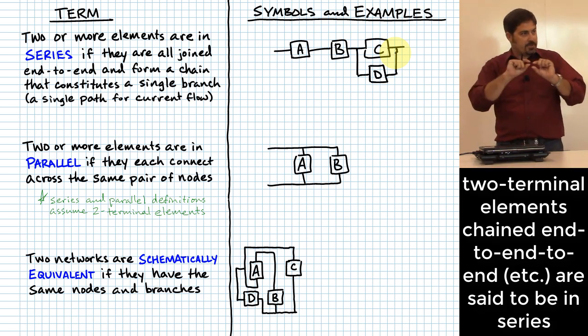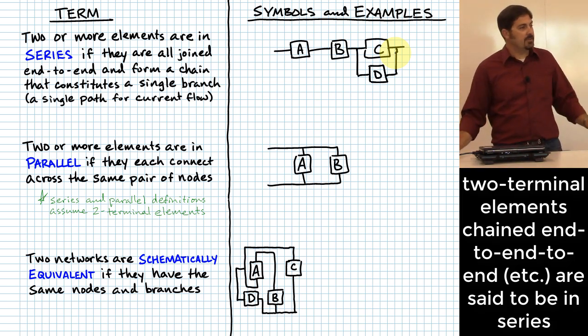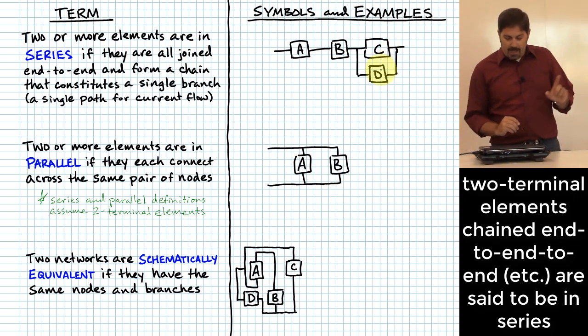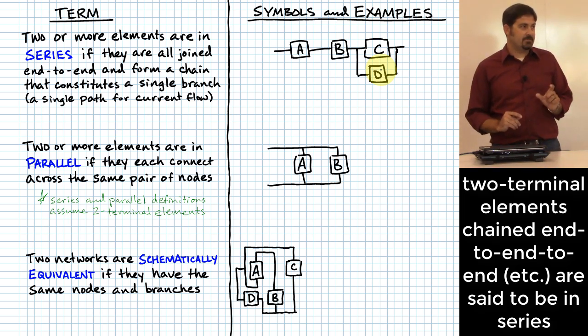through all of those elements that are chained together end to end to end in order for them to actually be in series. Yes, sir? Could you say that A and B are in series with C and D? A and B would be in series with the combination of C and D, assuming they can be combined.